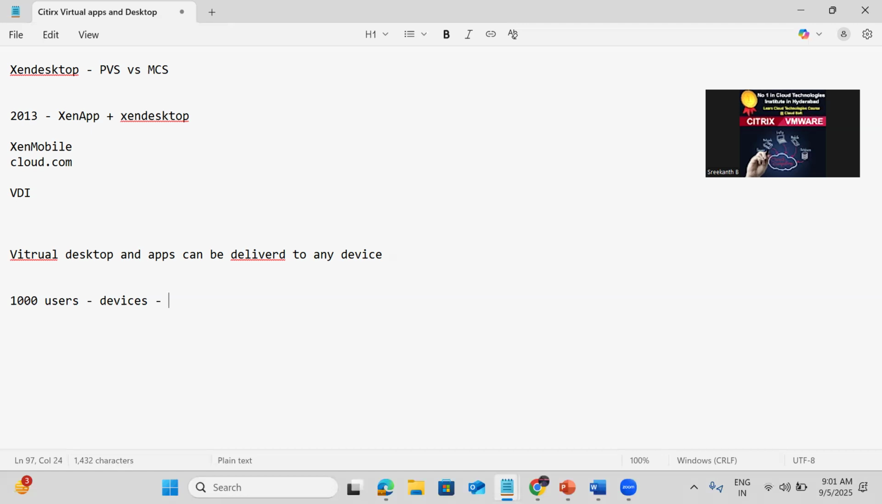It may be a smart device, or a thin client, or a zero client, or maybe a tablet also. To those we are delivering the desktops, kiosk devices also. But where the desktops are running is on server virtualization. I call those hypervisors, or now we can have a cloud also.